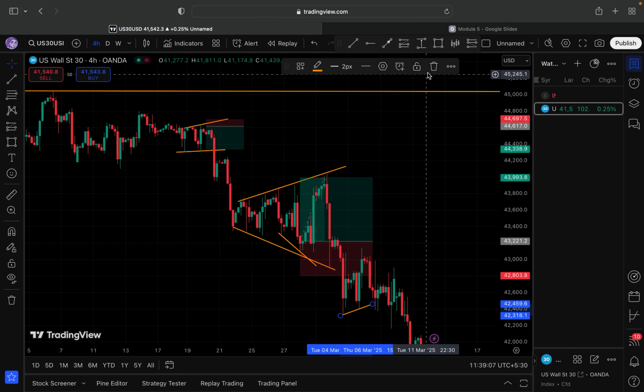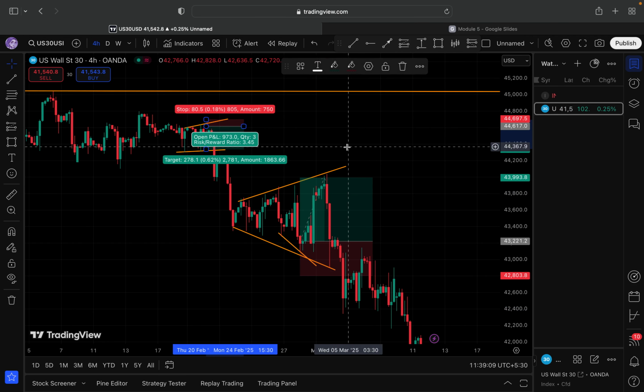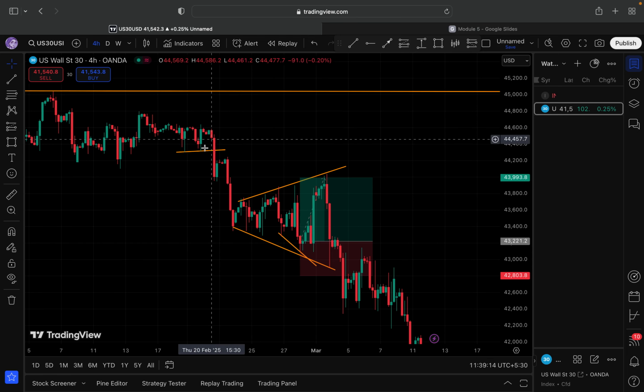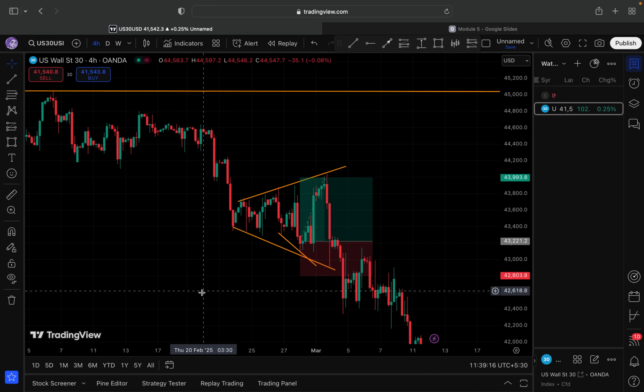Remember, the market is not perfect. Yes, it is not. That's the real truth. And also, these patterns are not always picture perfect as they are in your brain.